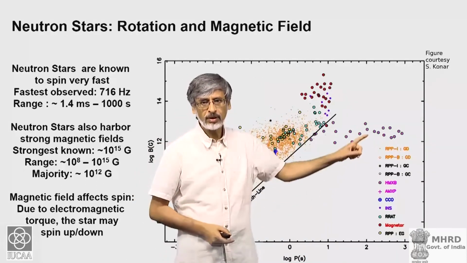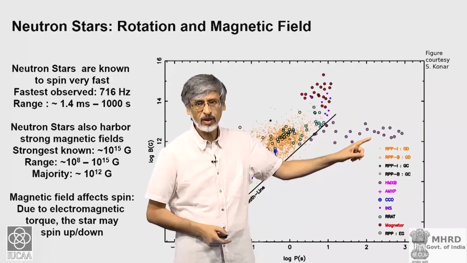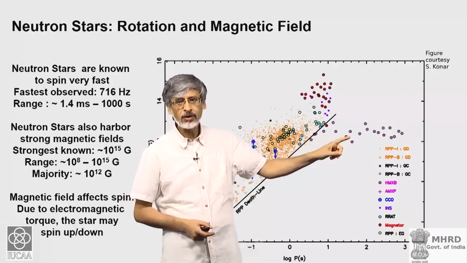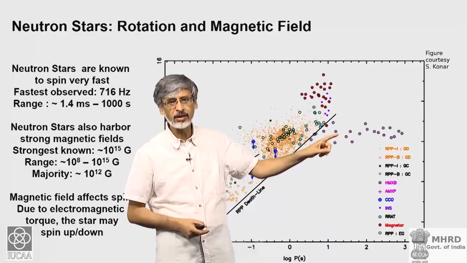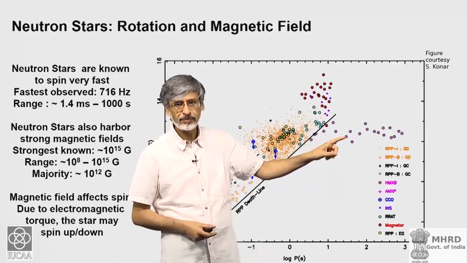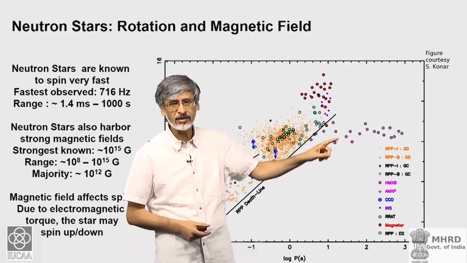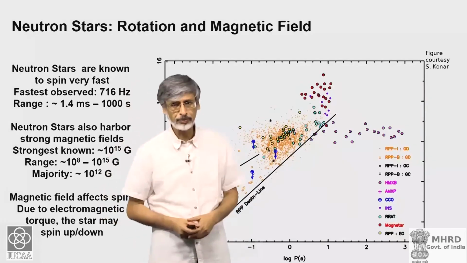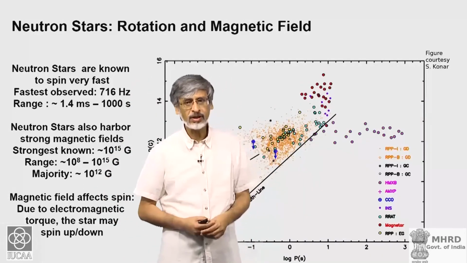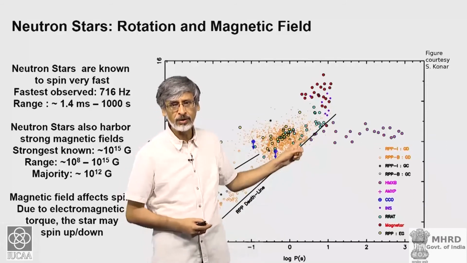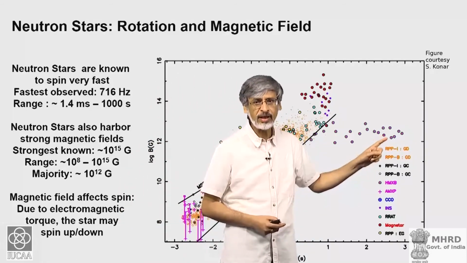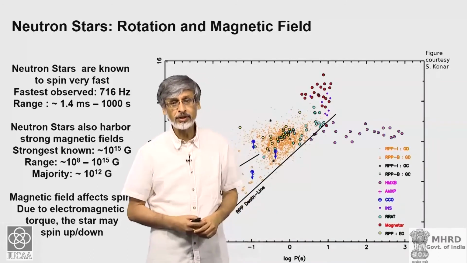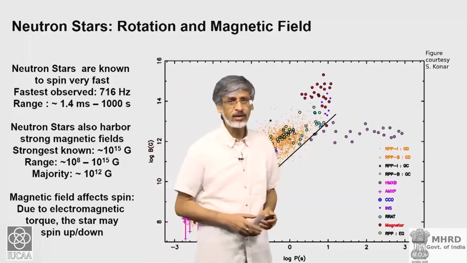So, this set of neutron stars are strong field neutron stars, which are currently accreting material from a binary companion, and it is the interaction of this matter flow with the magnetic field of the neutron star that is causing them to be spun down to long periods.